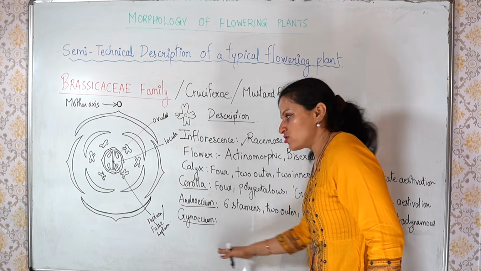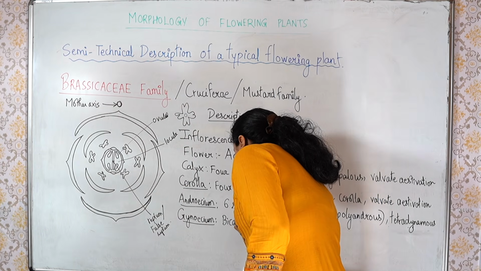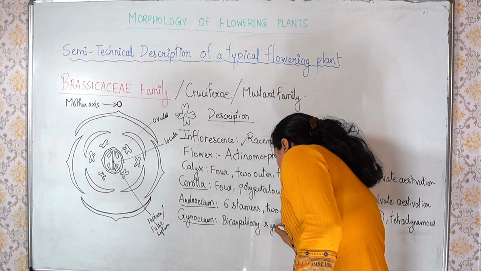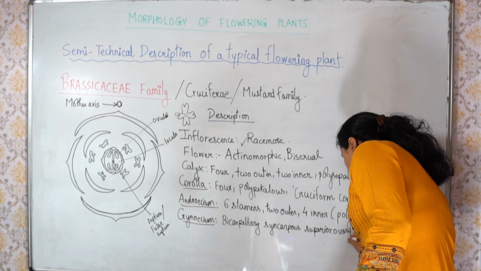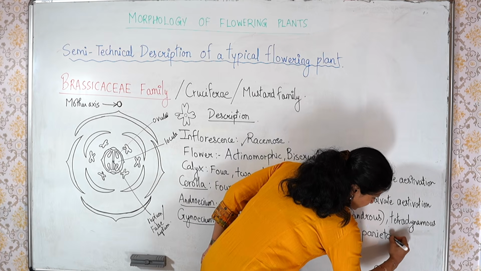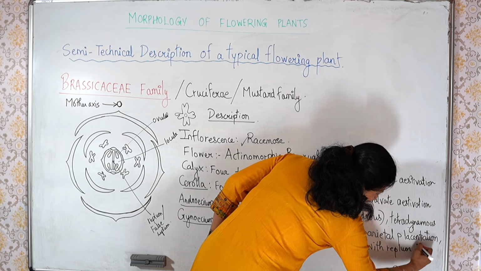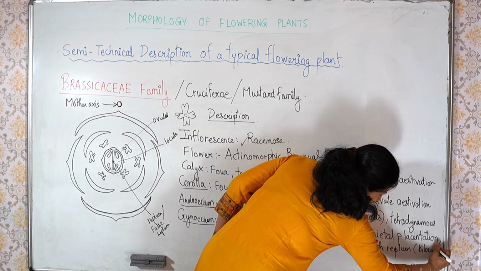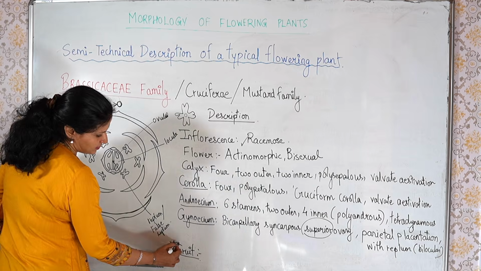So gynoecium has to be described as bicarpellary syncarpous superior ovary. Superior or inferior cannot be inferred from the diagram. Parietal placentation with a replum, and also that it is bilocular. Next, fruit. This is extra.